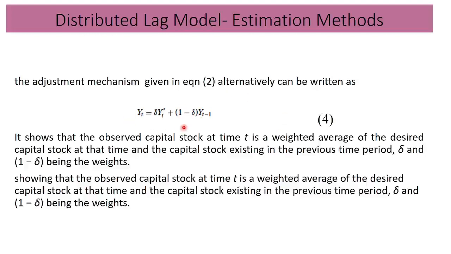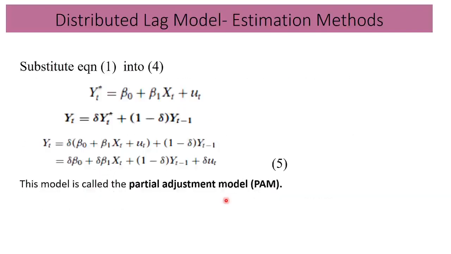This is the definition, showing that observed capital stock at time t is a weighted average of the desired stock of capital at time t and the capital stock existing in the previous period. Substitute equation 1 into equation 4. That is, equation 1 is yt star equal to beta 0 plus beta 1 xt plus ut.